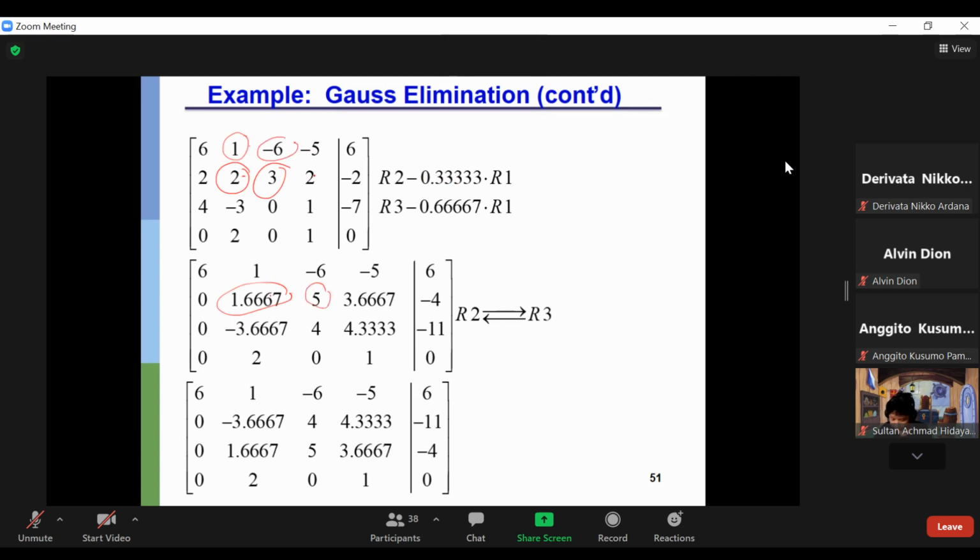And 2 minus 0.33 times minus 5. So that will be this value. Next, we have minus 2 minus 0.333 times R1, which is 6. So that will be minus 4. Again, we do the same for the third row. 4 minus 4 over 6 times 6. So that will be 0. Minus 3 minus 4 over 6 times 1. So that will be this value, and so on. Okay, so we finish zeroing the first column, and for the last row here, it's still 0.